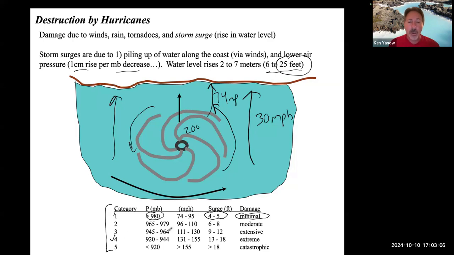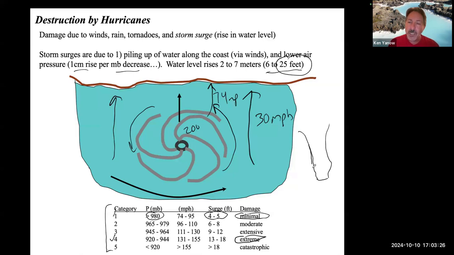Category 4 is much bigger. The damage is extreme. Storm surge can get up to 18 feet. Winds can get up to 155 miles per hour. That's crazy. So the hurricane last night when it crossed Florida, let's draw Florida as best we can.